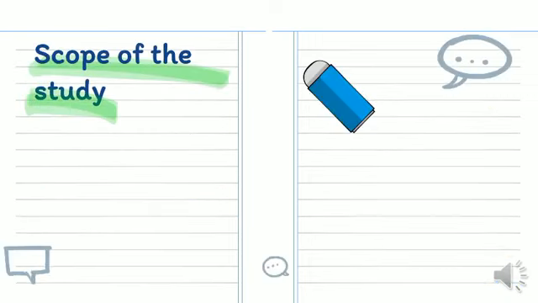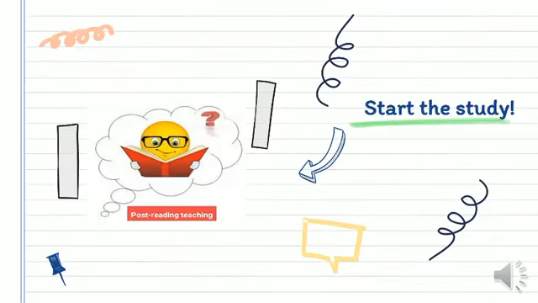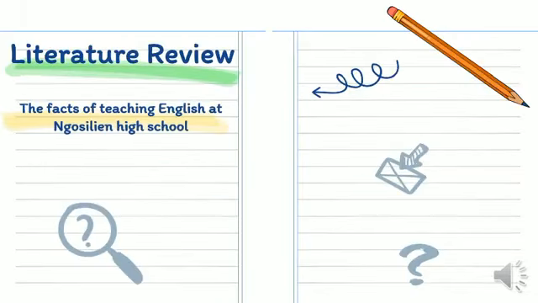The scope of the study is some techniques for post-reading activities, and the study touches 10th grade learners in 3 classes at Môn Tiếng Anh High School. Now let's start the study. As a literature review, here are some facts about teaching English at Môn Tiếng Anh High School. We can see some advantages, such as the school always has good results in student performance in the English subject.